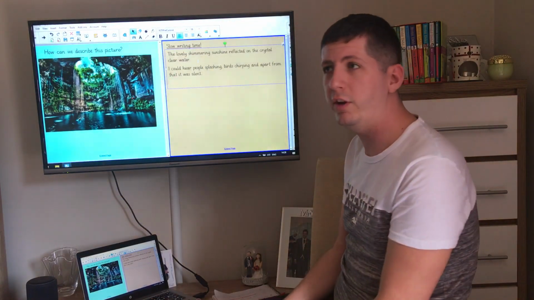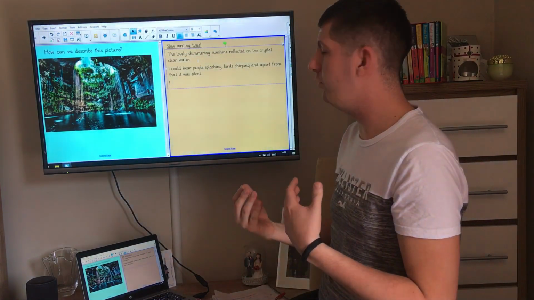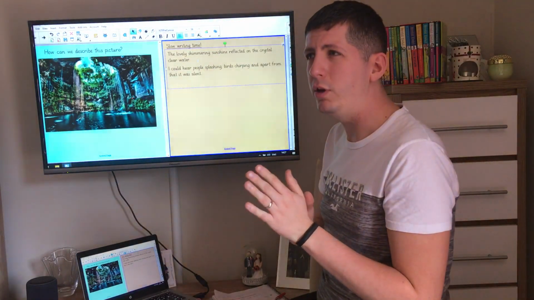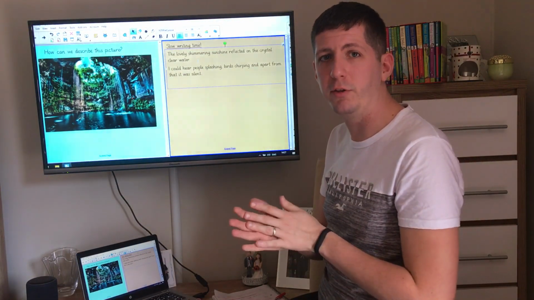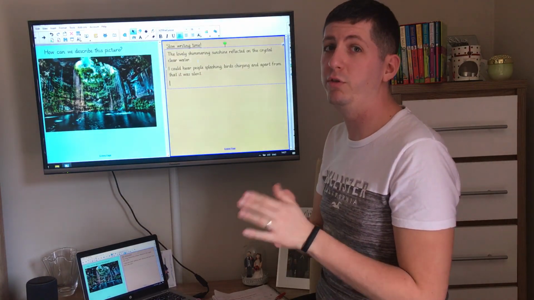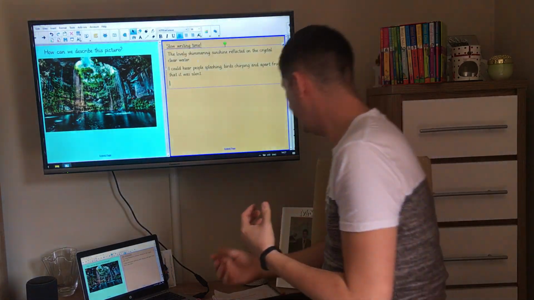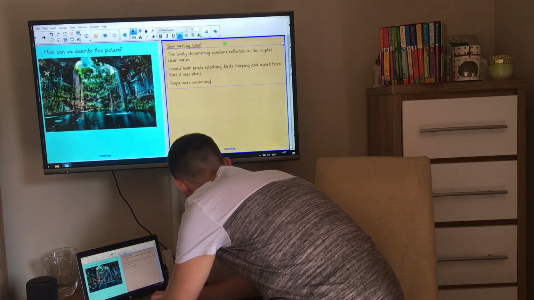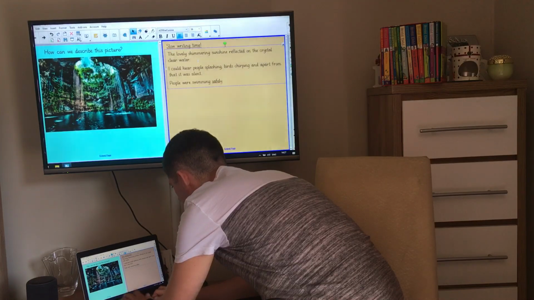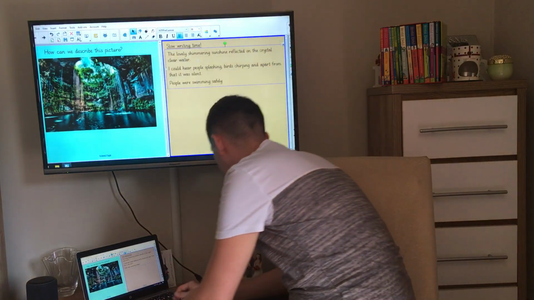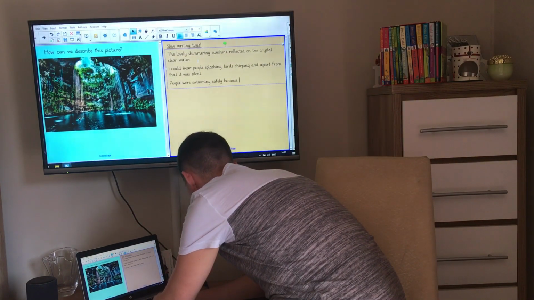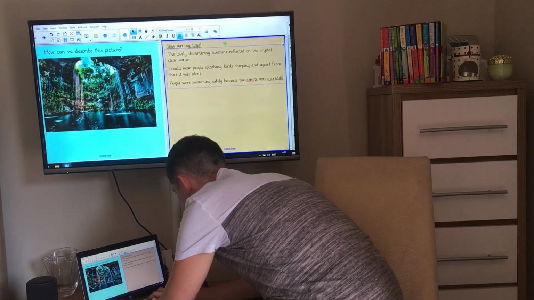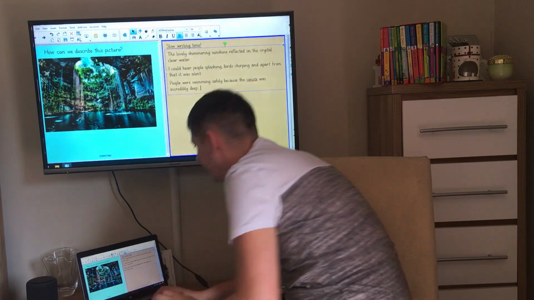For my third sentence, I'd like to experiment with using some interesting adverbs and verbs, and I'd also like to maybe use a conjunction to explain my ideas a little bit more. So I'm going to use one of my favourite words, which is because, to explain a little bit more. So, people were swimming safely, got to be safe when we're swimming, definitely, because the cenote was incredibly deep.